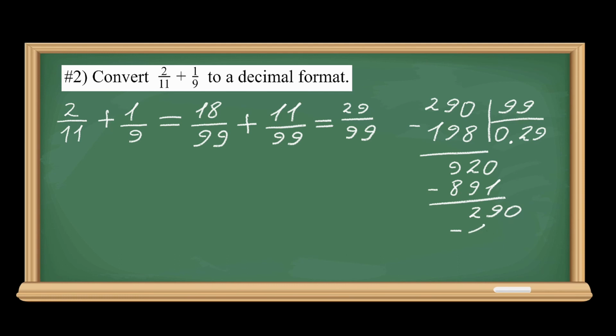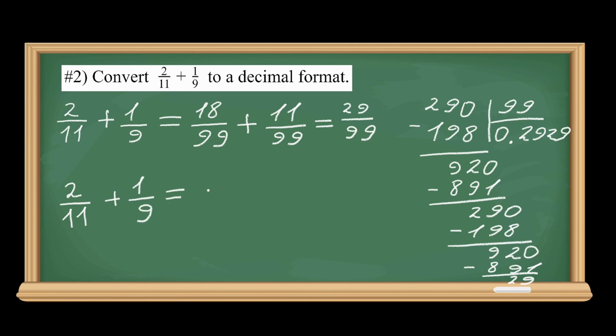So we add another 0 and subtract 198, and we add 2 to our answer, and our difference will be 92. Now we add another 0 and we subtract 891, and our difference will be 29, and we add 9 to our answer. So now we notice the continuous decimal, and we can conclude that 2 over 11 plus 1 over 9 equals 0.29. So we write the parentheses around the 29 because it's a continuous decimal.